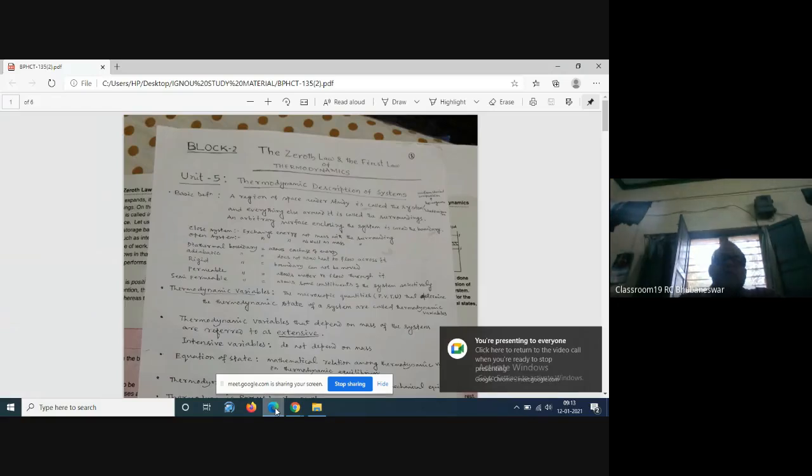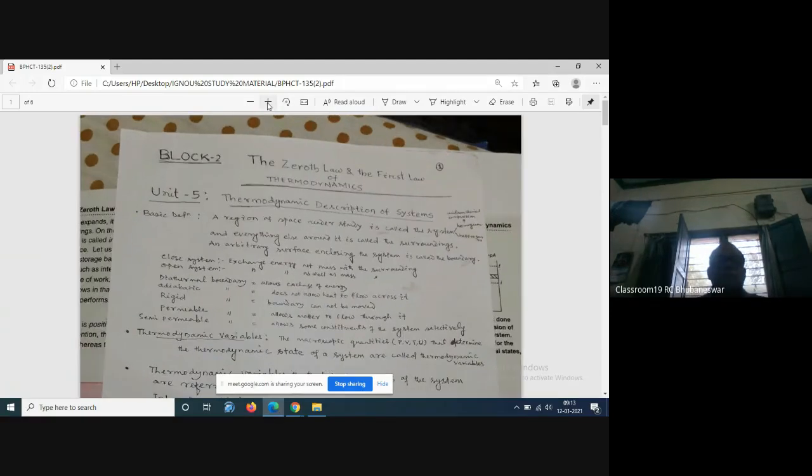Thermodynamical first unit. In unit 5 we learn about thermodynamic description of systems. First of all, we have to know what a system is. A system is the space under study, a region of space under study.